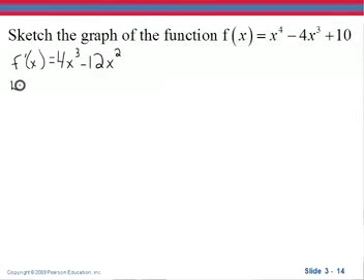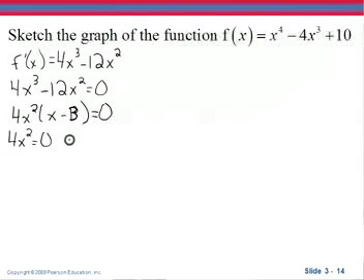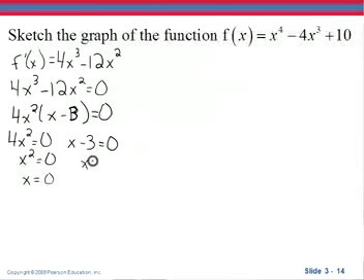Now if we want to think about where that is equal to 0, so what would our critical values be? We can factor this by factoring out 4x squared, and we'll have x minus 3. 4x squared times 3 is 12x squared. So we're looking at where 4x squared is 0 or where x minus 3 is 0. Now here, divide both sides by 4 and you'll have x squared equals 0. Take the square root and you're going to have x equals 0. Here, add 3 to both sides and you'll have x equals 3. So those are our critical points.